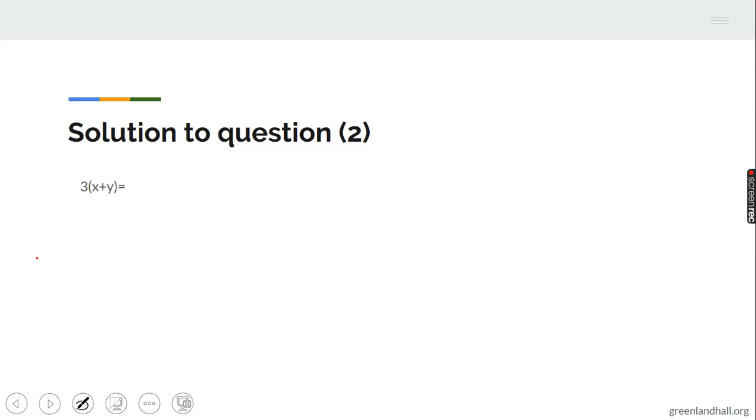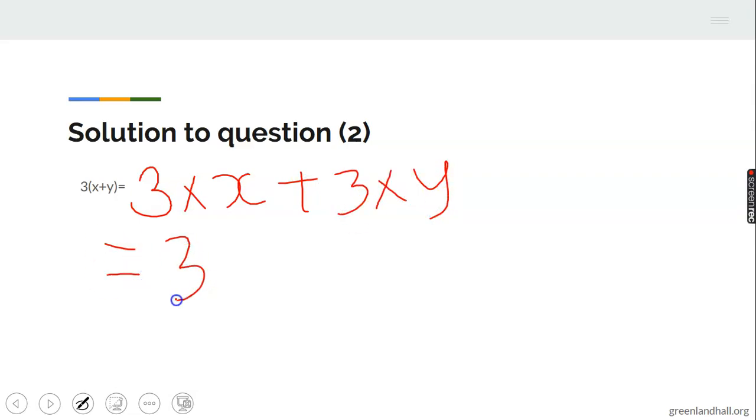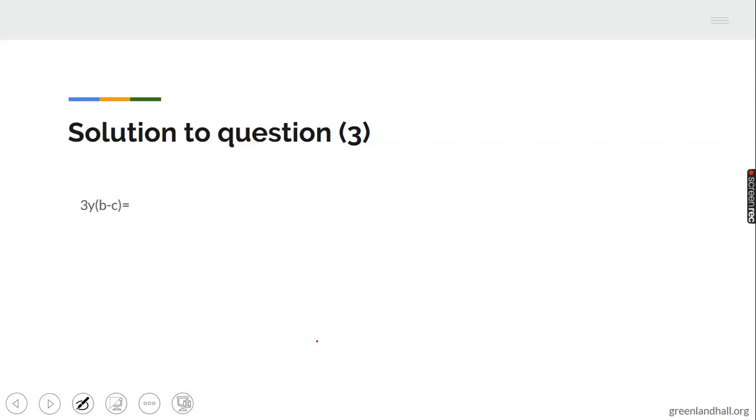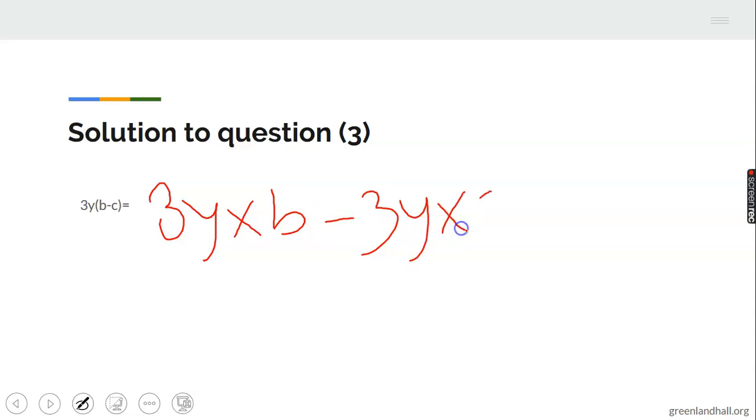Okay? If you are there alongside with me, what we have will be 3 multiplied by x plus 3 multiplied by y. Then that will be 3x plus 3y. If you have this in your note before I do it, and you got this as the right answer, give yourself a thumbs up. Okay, that is nice. The next one is 3y into b minus c. The same steps follow. That will be 3y multiplied by b minus 3y multiplied by c.